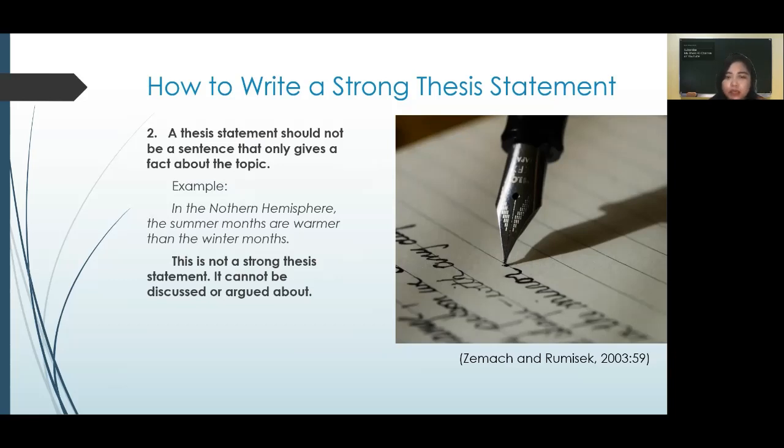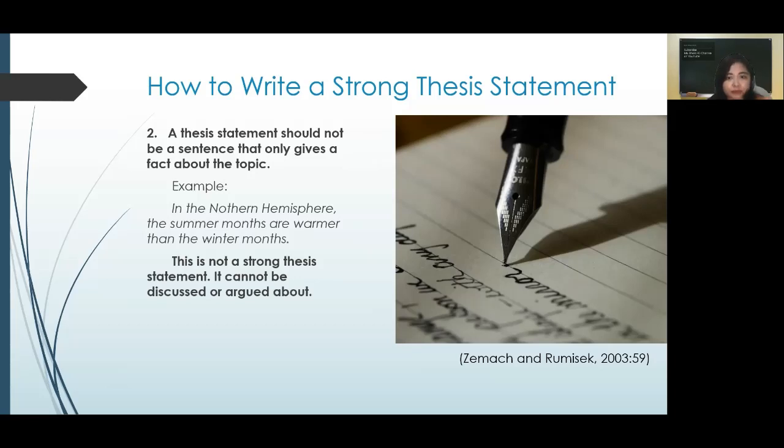Let me underline, a thesis statement should not be a sentence that only gives a fact about the topic. Not only a fact about the topic. Previously we talked about it should be the author's opinion about an issue or a topic, not the fact. Let's see if your thesis statement belongs to a fact.